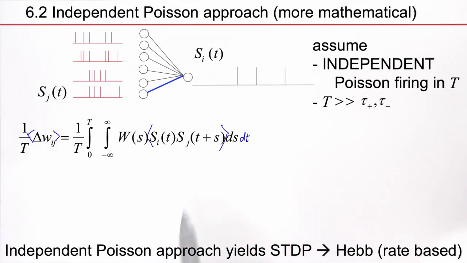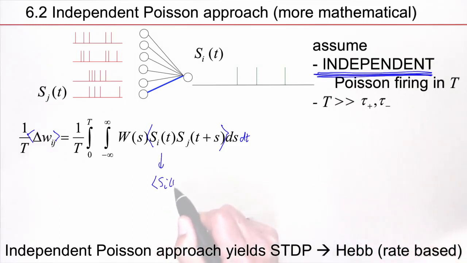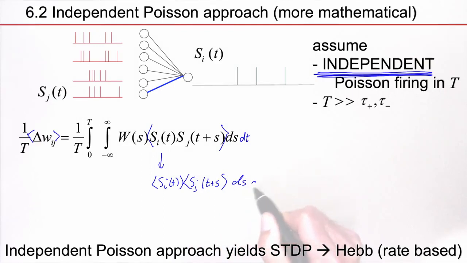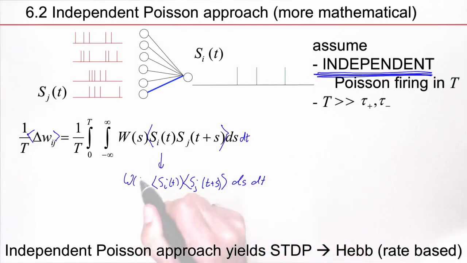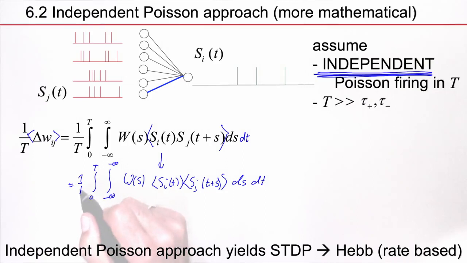And now you see that what matters are the correlations between presynaptic spikes and postsynaptic spikes. However, I have assumed that presynaptic spikes and postsynaptic spikes are independent. So this is Si of t, this is Sj of t plus s, ds dt, W of s from minus infinity to plus infinity, 0 to T, 1 over T. Moreover, I assumed that these are fixed, constant rates. So this is the rate ν(i), the postsynaptic rate. This is the rate ν(j).